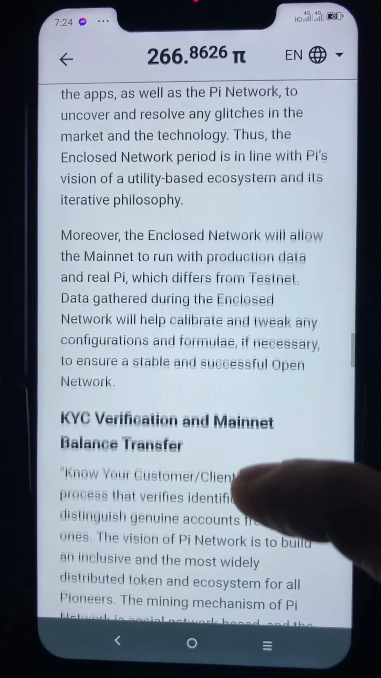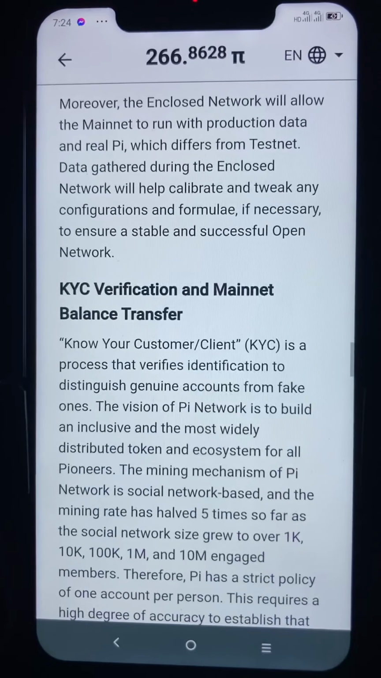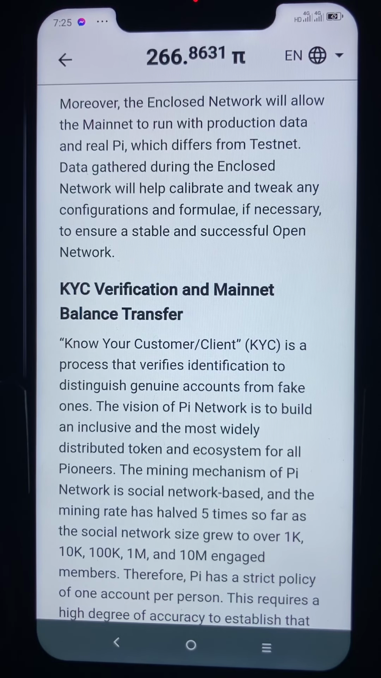Okay? So, ayan, moreover, the enclosed network will allow the mainnet to run with the production data in real Pi, which differs from the testnet. Data gathered during the enclosed network will help calibrate and tweak any configurations and formulae if necessary, to ensure a stable and successful open network.